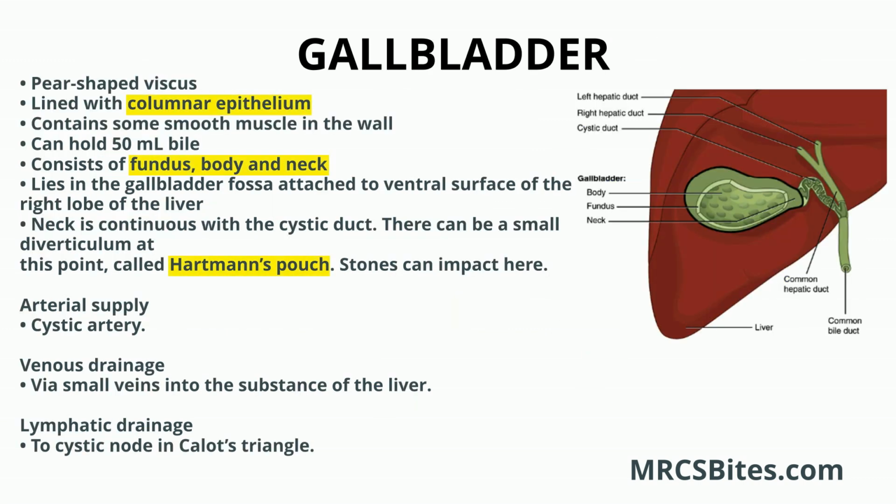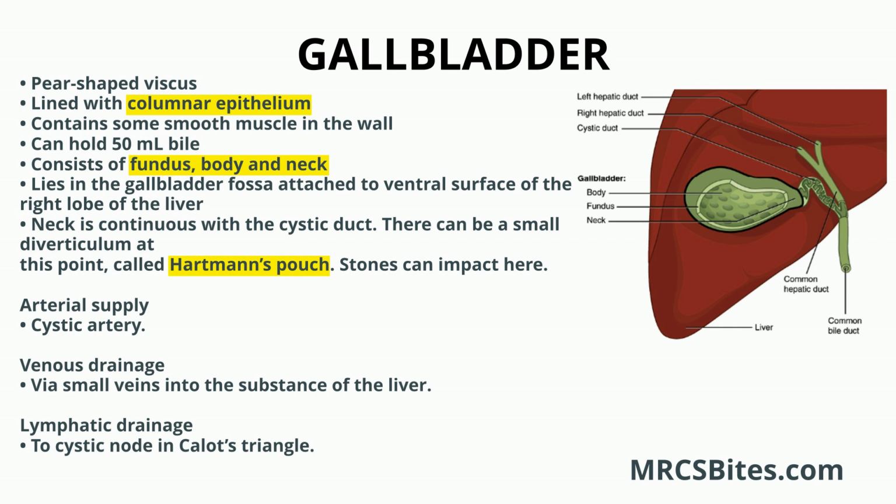Gallbladder. Pear-shaped viscus. Lined with columnar epithelium. Contains some smooth muscle in the wall. Can hold 50 milliliters bile. Consists of fundus, body and neck. Lies in the gallbladder fossa attached to ventral surface of the right lobe of the liver. Neck is continuous with the cystic duct.